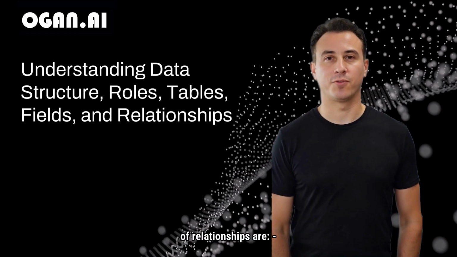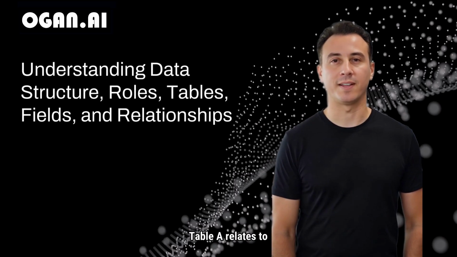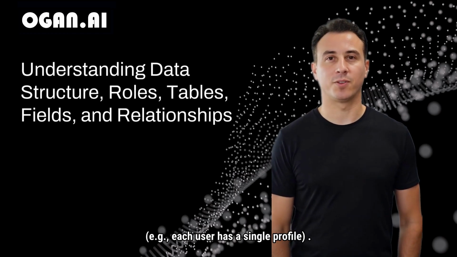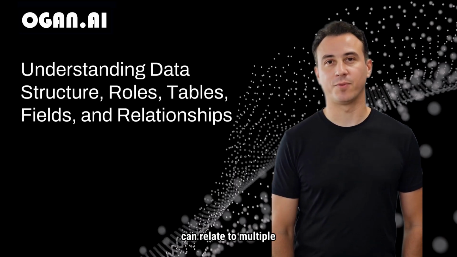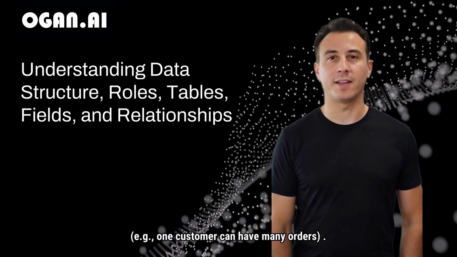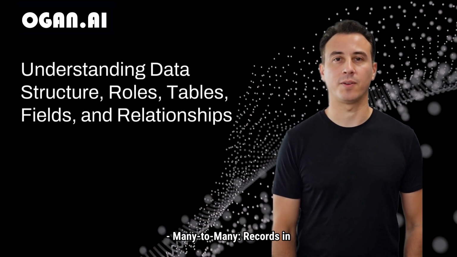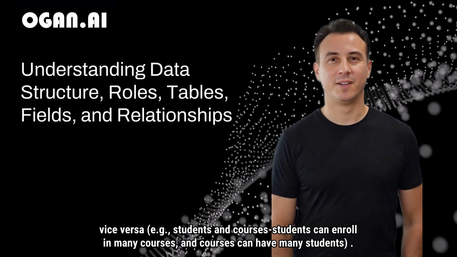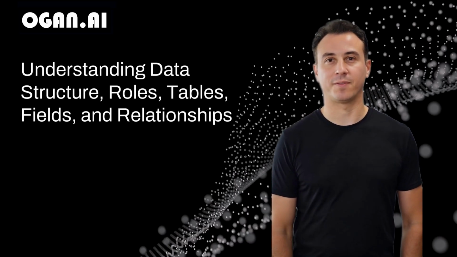The most common types of relationships are one-to-one. Each record in Table A relates to one and only one record in Table B, e.g., each user has a single profile. One-to-many. A single record in Table A can relate to multiple records in Table B, e.g., one customer can have many orders. Many-to-many. Records in Table A can be associated with multiple records in Table B and vice versa, e.g., students and courses. Students can enroll in many courses, and courses can have many students.